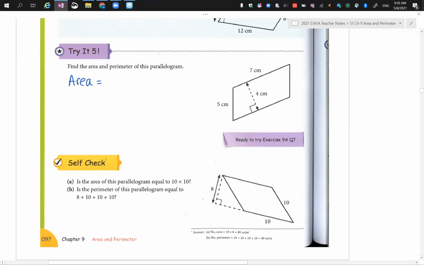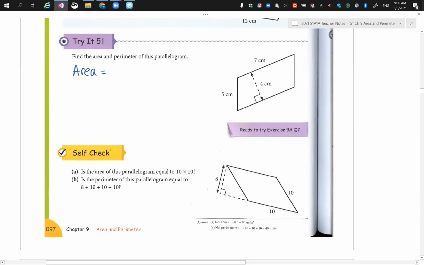Human, what's the base of this parallelogram? 12. Do you say 12? We are doing Try 5. What is the base? 7. Okay, good. The base is 7. What about the perpendicular height, Chloe? What is the perpendicular height? Wait.